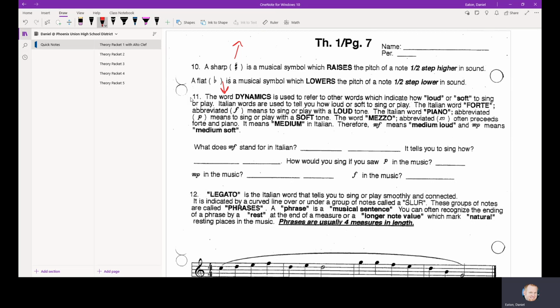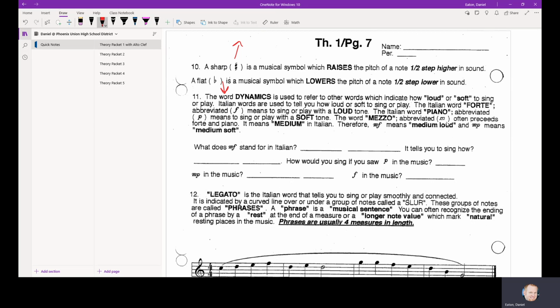All right, the word dynamics is used to refer to other words which indicate how loud or soft to sing or play. Italian words are used to tell you how loud or soft to sing or play. The Italian word forte, abbreviated F, means to sing or play with a loud tone. I think the translation for this is strong, but yeah, loud, strong, big, that sort of thing. The Italian word piano, abbreviated P, means to sing or play with a soft tone.